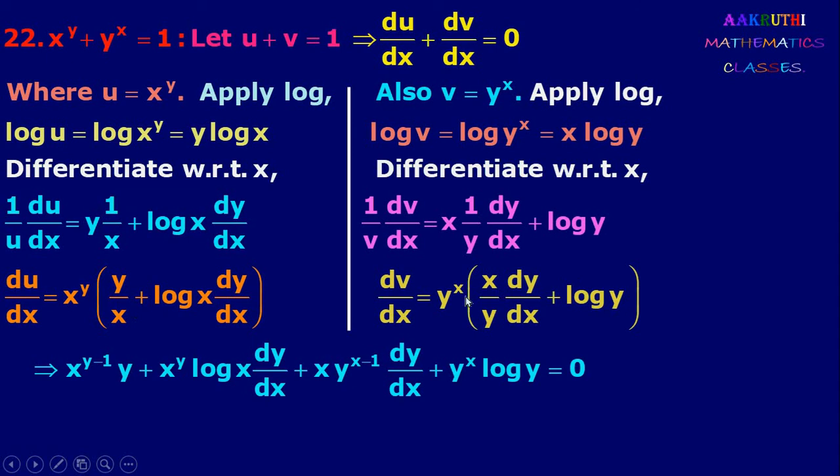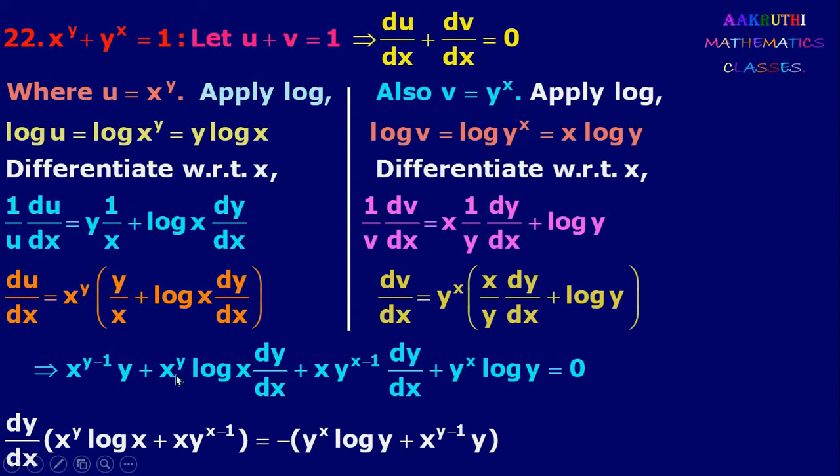Now here also y to the power x into x by y is y to the power x minus 1 into x into dy by dx plus y to the power x into log y equal to 0. That is x to the power y by x is x to the power y minus 1. Same type here, y to the power x by y is y to the power x minus 1. Now here we have dy by dx common. So take dy by dx common outside. We get dy by dx into x to the power y log x plus x into y to the power x minus 1. Taking other terms to this side, we get minus of y to the power x log y plus x to the power y minus 1 into y.